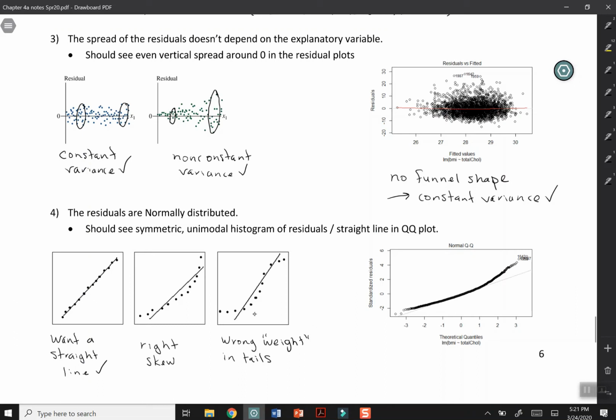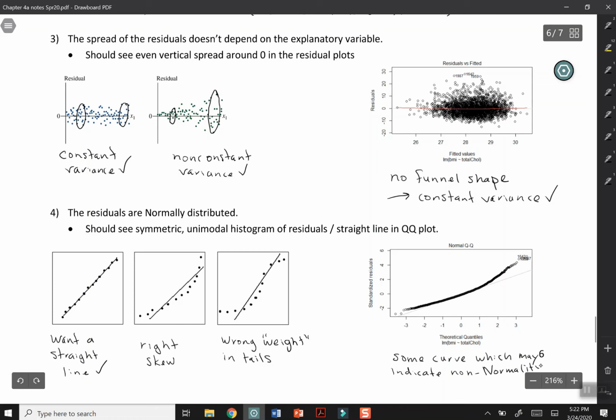So I'm not going to require you to know the details of this, but I just wanted to point out that different kinds of violations can produce different shapes. Okay, so when I'm looking at this one, I mean, it is a little bit curved. You might think that there's a little bit of skew here. So I would say that some curve may indicate non-normality.